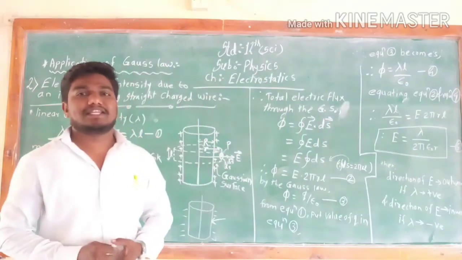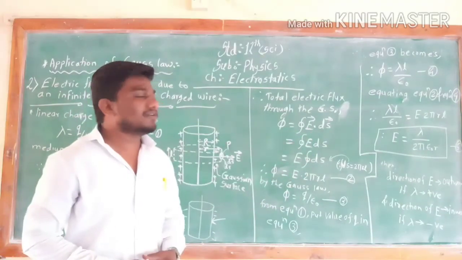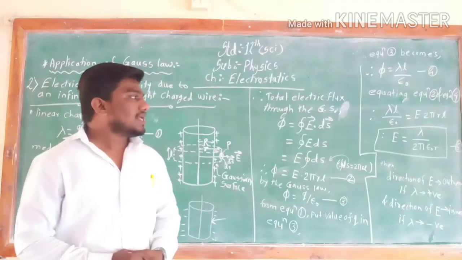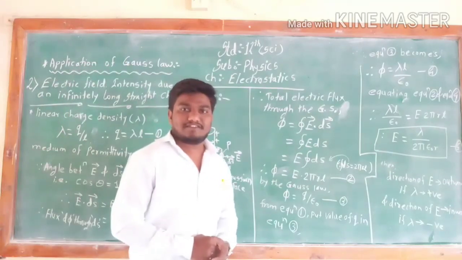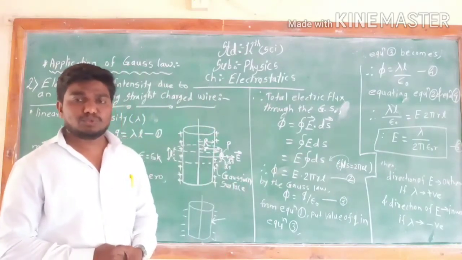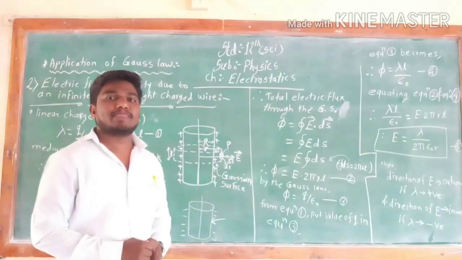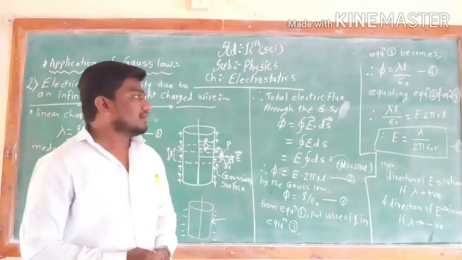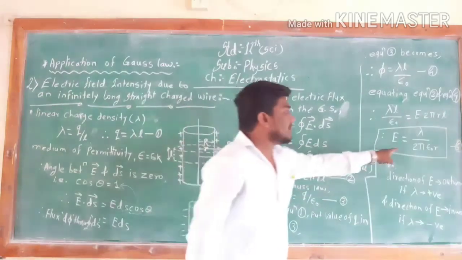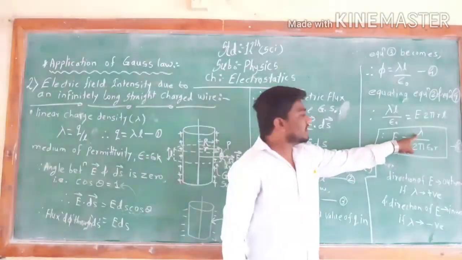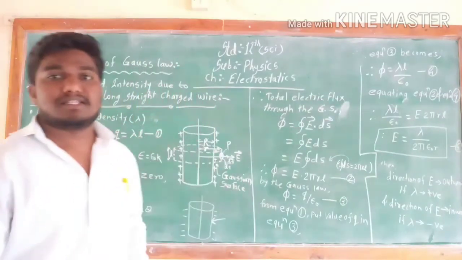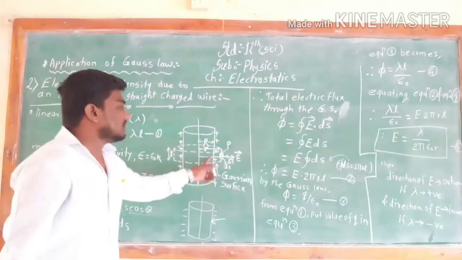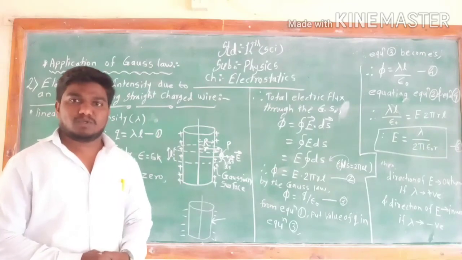This is the electric field intensity, equation number 5: E is equal to lambda upon 2 pi epsilon naught r. This is the electric field intensity due to an infinitely long straight conductor or wire. Lambda is the linear charge density, epsilon naught is the permittivity of the medium, and r is the radius of the given Gaussian surface. Okay, thank you.